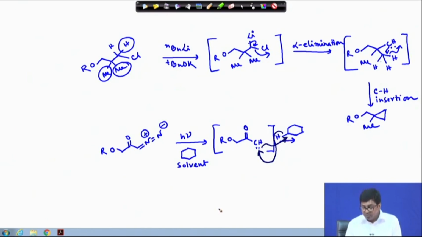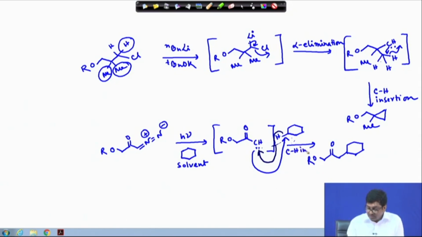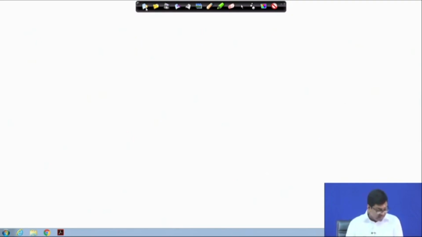We will draw it in this way. So, if this carbene species reacts with the carbon hydrogen bond of cyclohexane, finally what will be the product? The product will be the corresponding inserted product. So, here also CH insertion is happening. Fine. Now, as we mentioned, carbene species are highly reactive, and if they are very reactive, then there is a high chance of getting less selectivity.